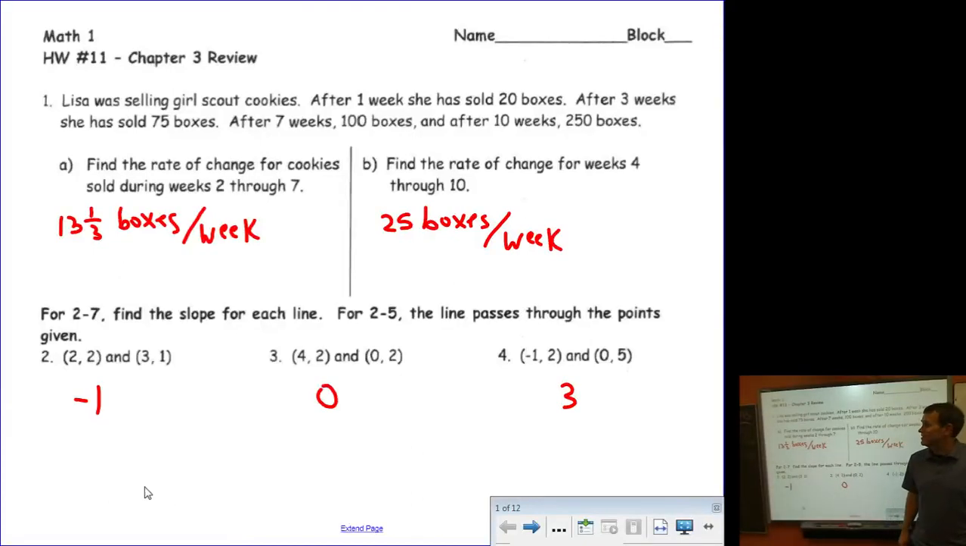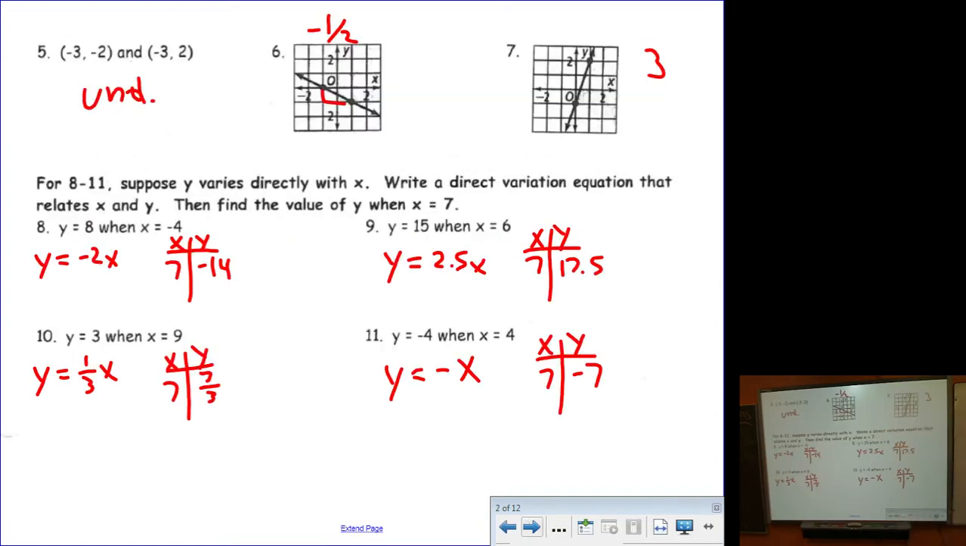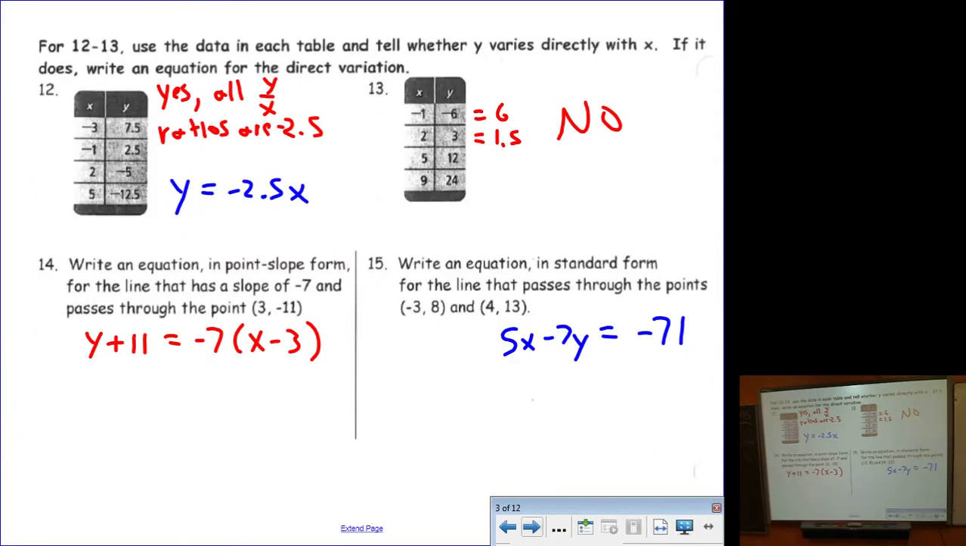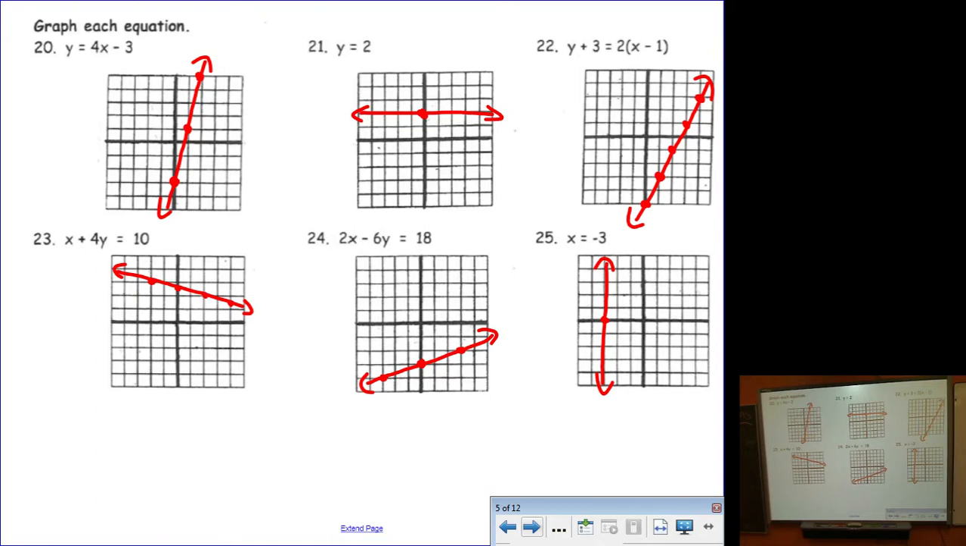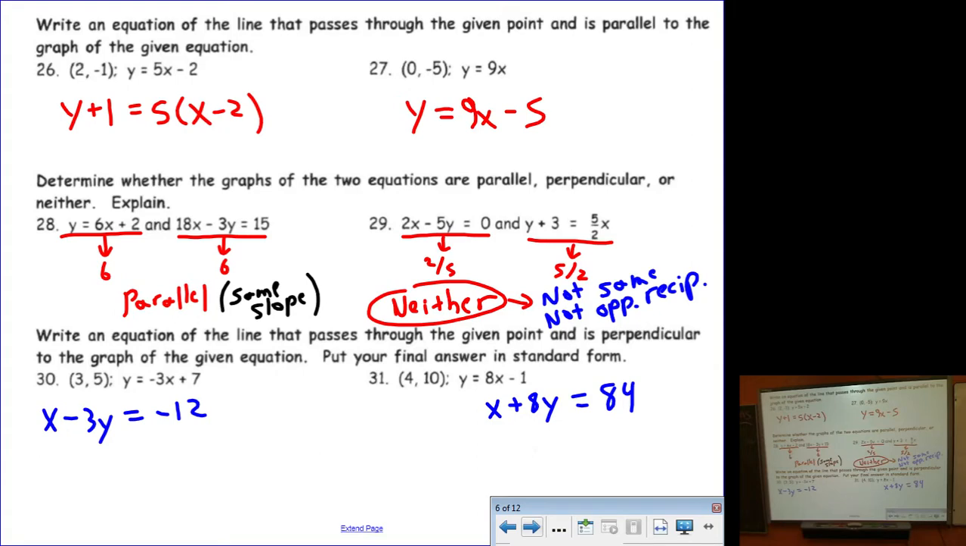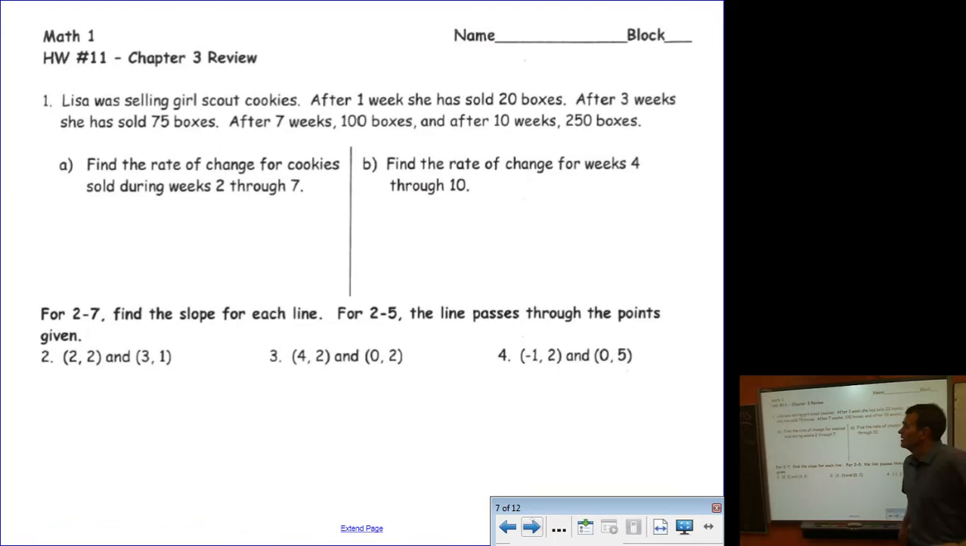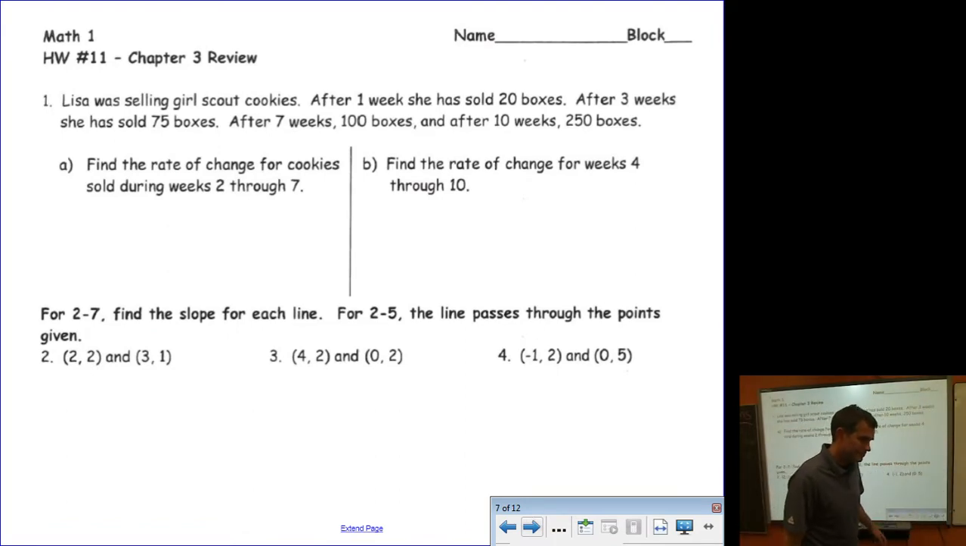All right, here are the answers to homework number 11, the chapter review. Check them out. All right, let's go through them.